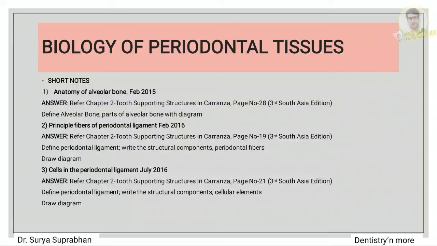Now coming to the next question, cells in the periodontal ligament. Here also, first define periodontal ligament, then write the structural components, two types, cellular elements and periodontal fibers, and then write in detail about the cellular elements. Please do the diagram.